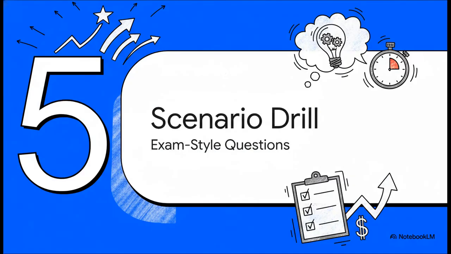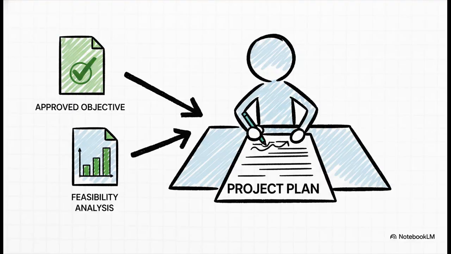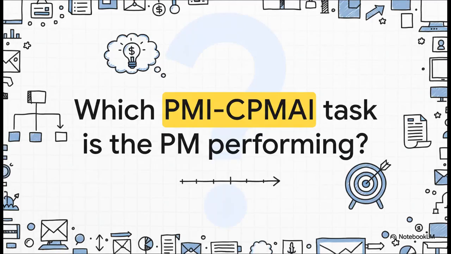All right, enough theory. Let's put this to the test with some exam-style scenarios. This is seriously the best way to make these concepts stick. Okay, scenario 1. Imagine a project manager. She's got her key inputs, the approved objective, and the completed feasibility analysis. And now she's writing that section of the project plan that makes it all official. So what's she doing? What's the official PMI, CPMI task name? Is it A, B, or C?